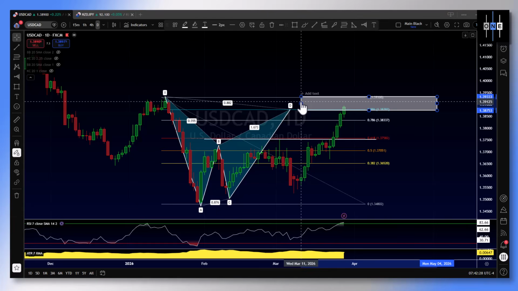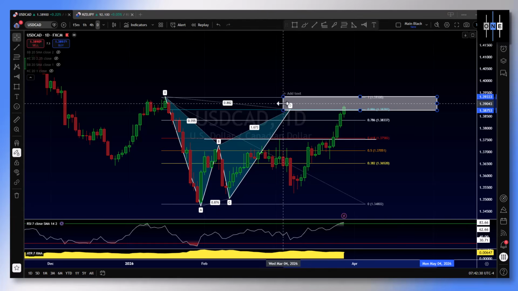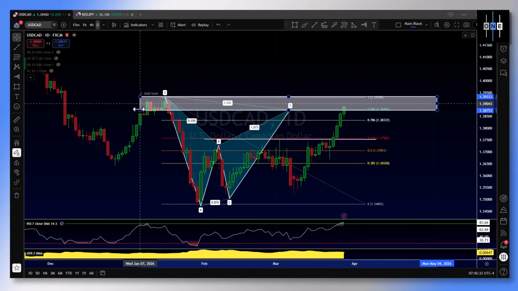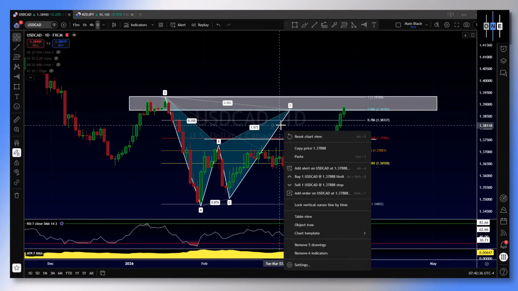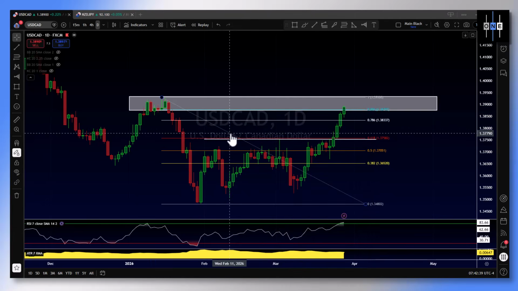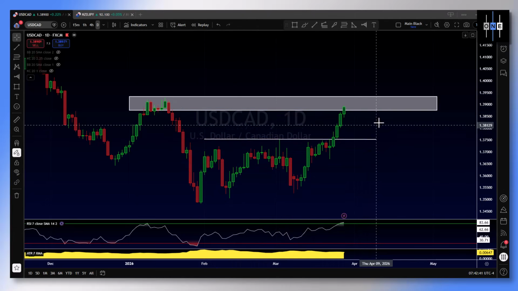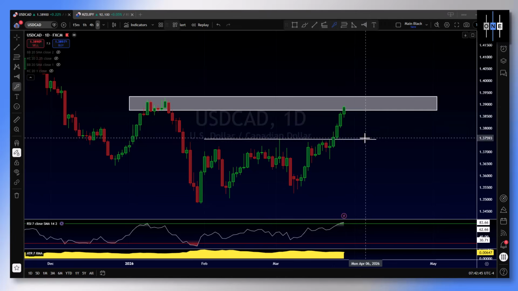And what a coincidence, right? That same zone that is our pattern completion zone lines up with a previous zone of structure. So even if you are not a pattern person, so boop, delete, delete, delete, this is a pretty decent structure trade. And I say it's pretty decent because price action pretty much made a straight run from our 137.5 all the way up to our 139 even.